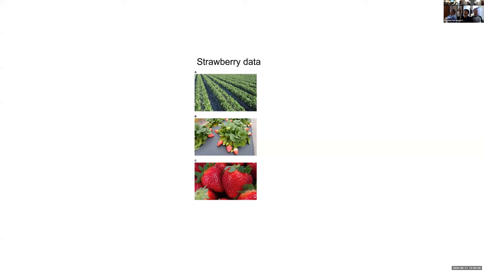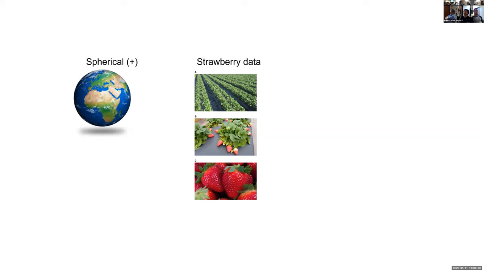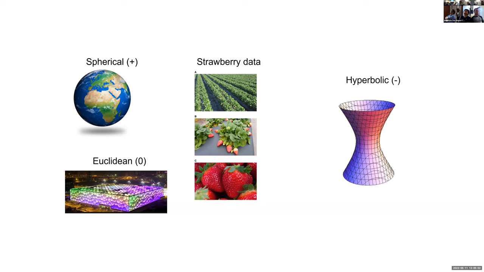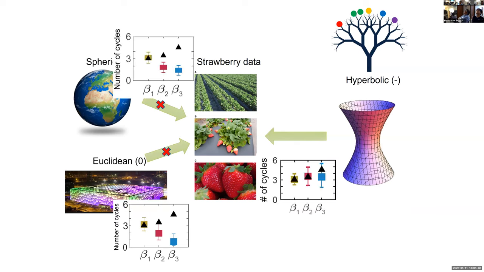So this is the first result. We take this strawberry data set and we compare with three possible geometries of constant curvature: positive, zero, and negative, and we found that only the hyperbolic geometry matched. What is plotted here in black triangle is the integral of the Betti curve. This is one of the signatures, and you can easily rule out spherical geometry or Euclidean geometry, and it can be consistent with hyperbolic geometry. So in this way, they're a little bit separated.